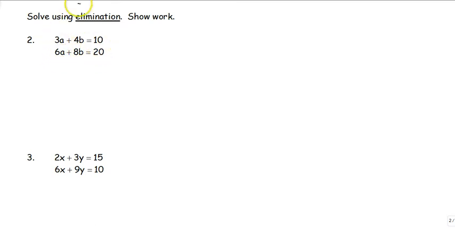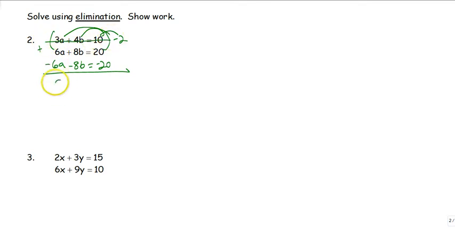So I want to choose to eliminate the a values, which means I need to turn this 3a into a negative 6a, because what I like to do with elimination is add these together. We want one of these to cancel. So in order to cancel the a's, I'm going to multiply the top by negative 2. When I multiply everything, don't forget to multiply everything, this new equation is negative 6a minus 8b equals negative 20.